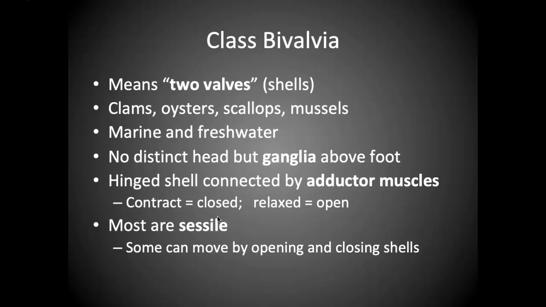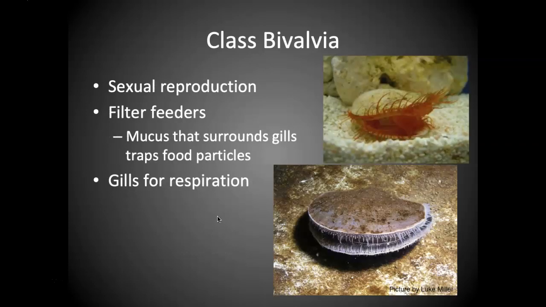So what you'll see is that most of these are going to be sessile, which means they once again will attach themselves to a surface and remain there for the rest of their life. However, you can actually see some of these bivalves moving through the water by opening and closing those shells, squirting water out, and almost like jetting their way through the water in order to reach a new location. With their reproduction, they will reproduce sexually. So that means there's going to be male and females.